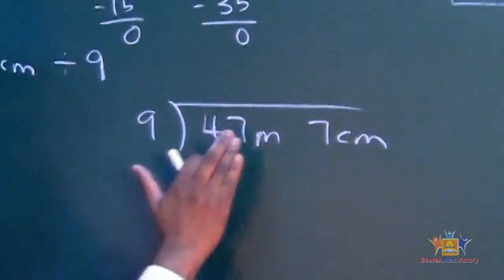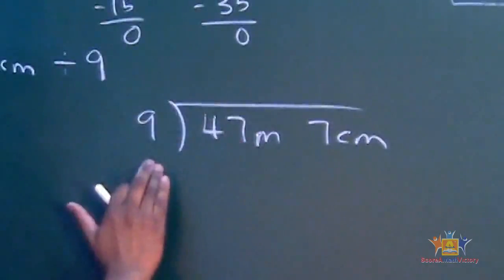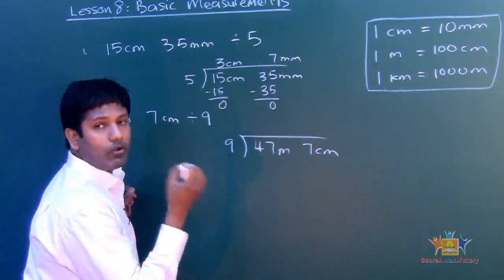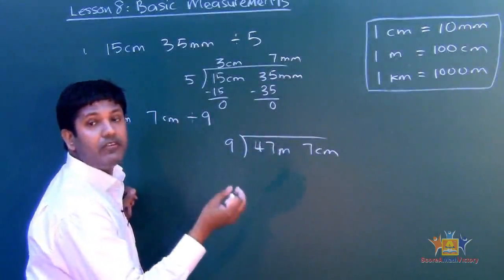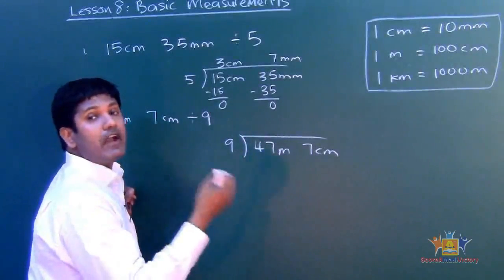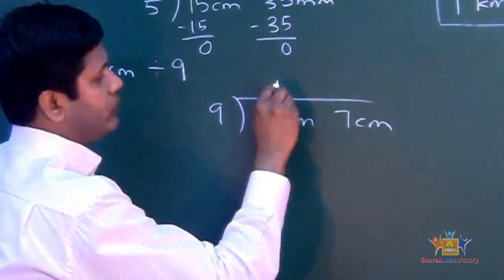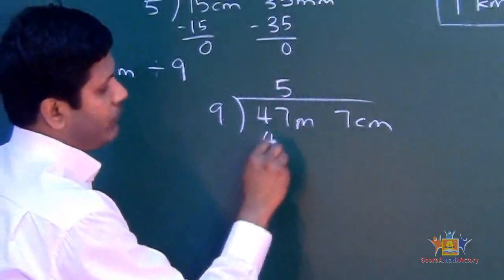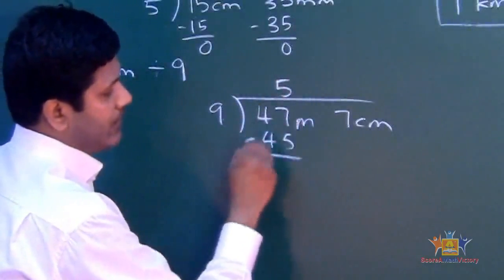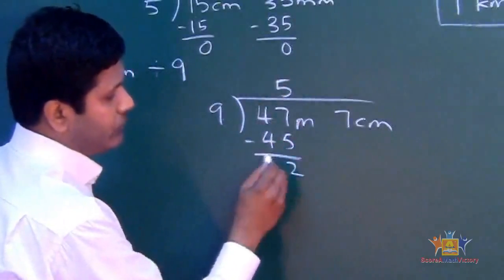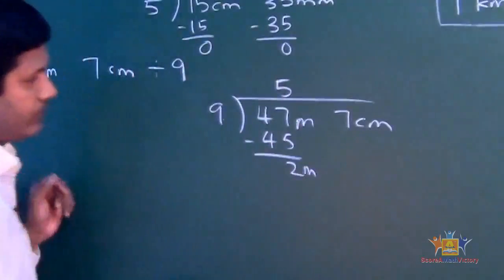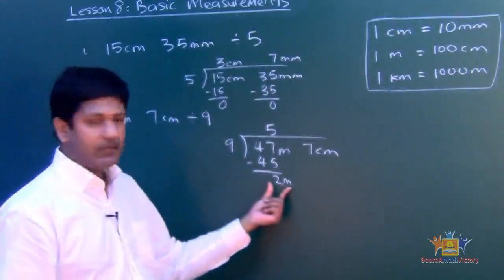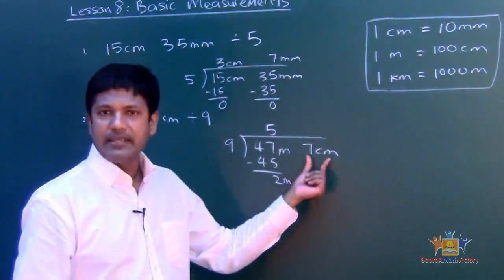Now ask yourself, 47. How many 9s? From our times table, what is the closest to 47? It will be 45, which is 5 times 9. 5 times 9 is 45. So I'm going to put 5. 5 times 9 is 45. So 7 minus 5 is 2, 4 minus 4 is 0. Now that's 2 meters. And you cannot divide anymore, but you still have 7 centimeters.